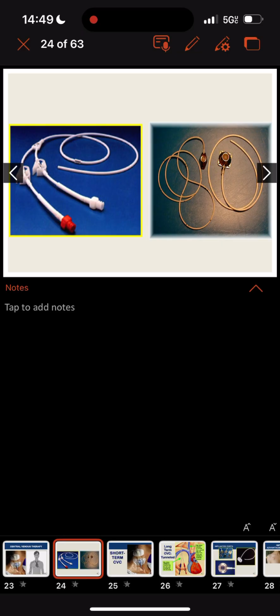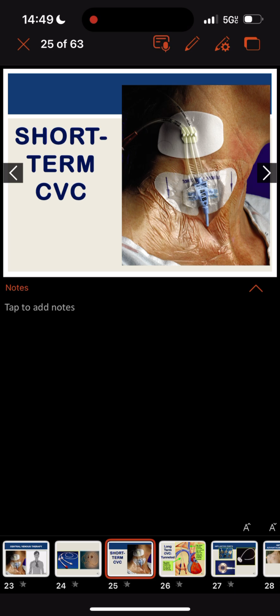Just different types of central line. Some central lines are long term and some are short term, and we'll be talking about that. So, short term central line. Short term central lines are lines that are not tunneled.